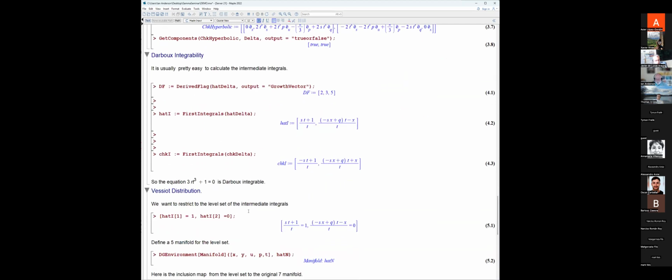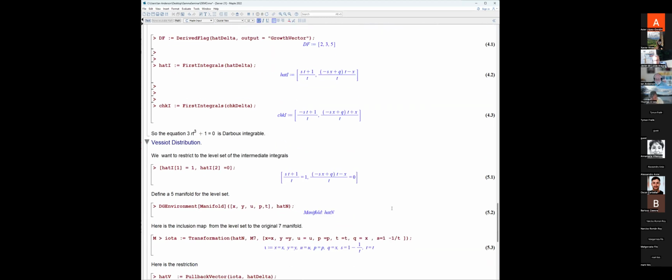In the worksheet in the talk, I said I want to go to the level sets. So here's my level. Now I'm going to define a new manifold. It's a 5 manifold. I'm going to define the inclusion map. So the inclusion map from the level set into the 7 manifold is a mapping from hat M into M7.